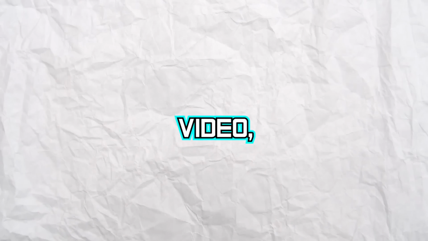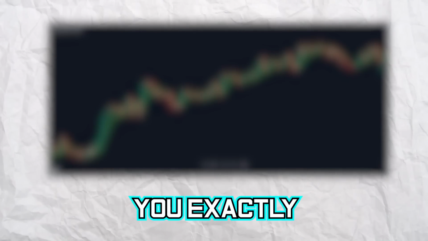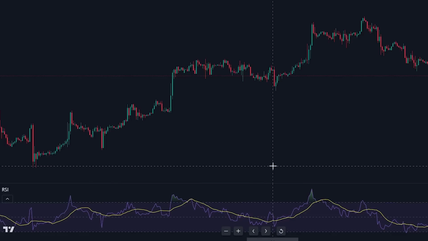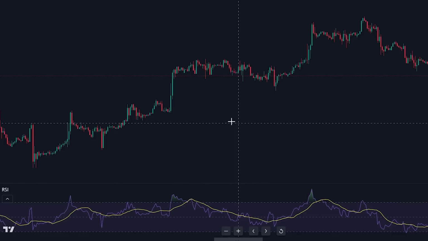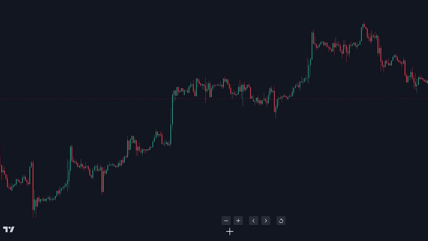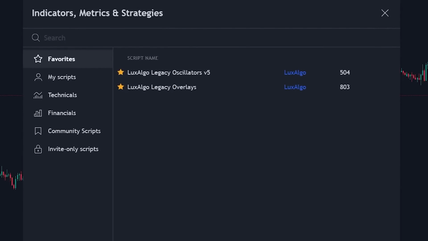In today's video, I am going to show you an indicator that not many people know about that will tell you exactly what the trend is. Let's start with a clean chart. Open your TradingView and remove your indicators from your chart by right-clicking and selecting Remove Indicators. Now click on the Indicators tab and search RSI Momentum Trend.